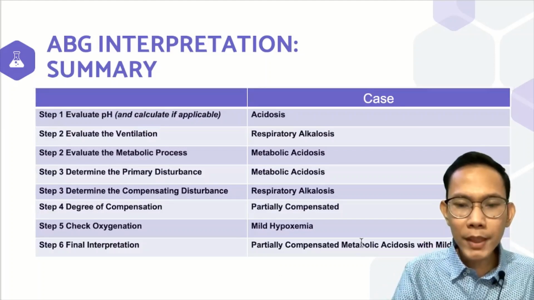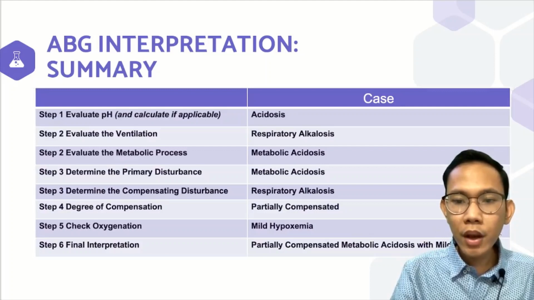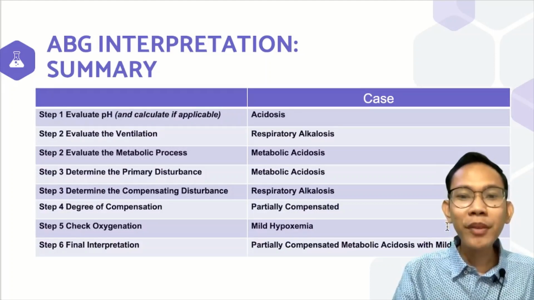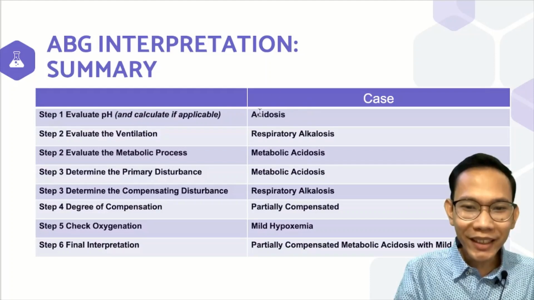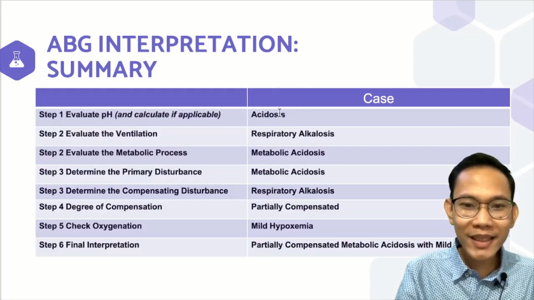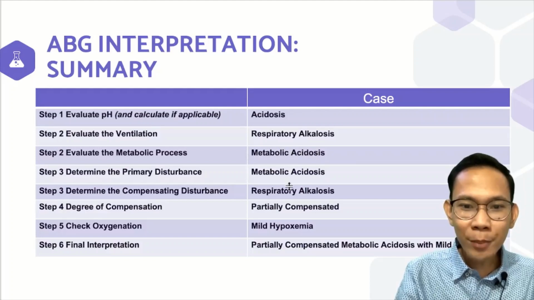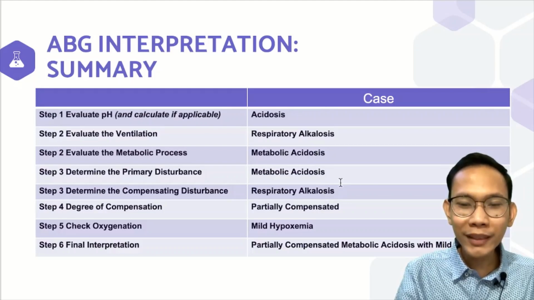So, partially compensated metabolic acidosis with mild hypoxemia. Again, my tip is to just remember what was acidosis in step 1. Therefore, whichever has the problem in step 2, whichever shows acidosis in step 2, is the primary problem. Here, this is the one with acidosis, so metabolic acidosis. Of course, it is the primary disturbance. So the compensating one is what remains, which is your respiratory alkalosis.